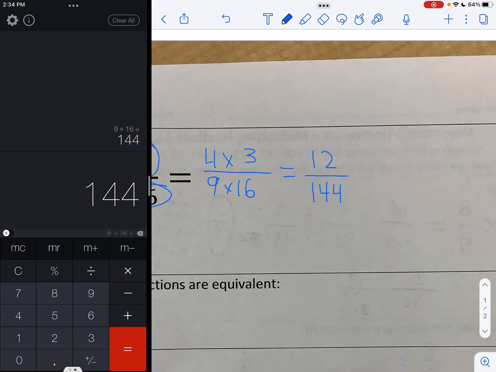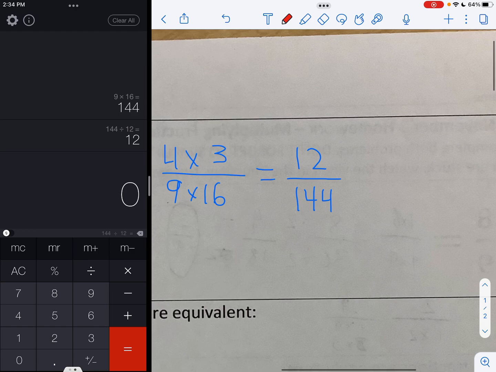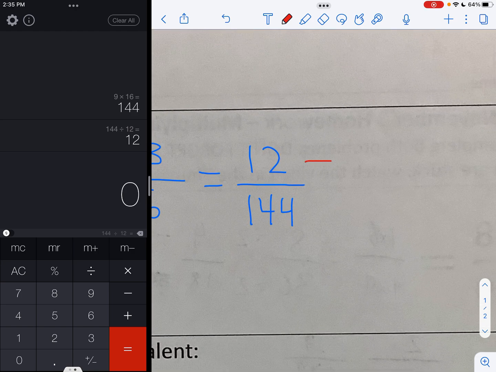And another way that we can get this is if we went to our calculator and said 144 divided by 12, that's 12. So we know 12 is a factor of 144 because 12 times 12 equals 144, or 12 squared. So now that we know that both of these, 12 and 144, can be divided by 12, we're going to do that. So 12 divided by 12 and 144 divided by 12.